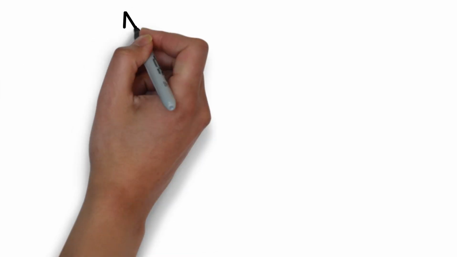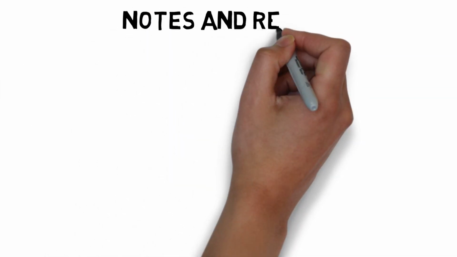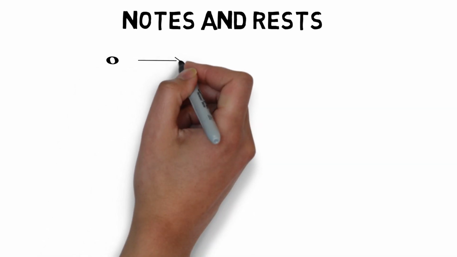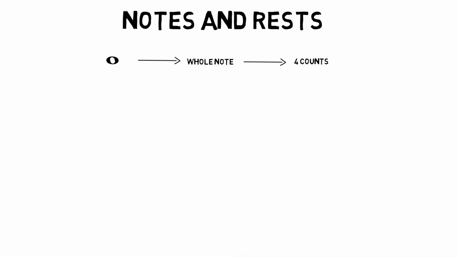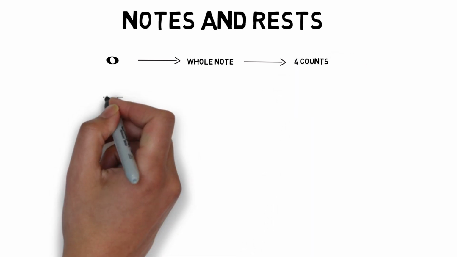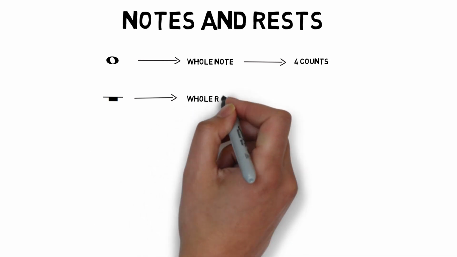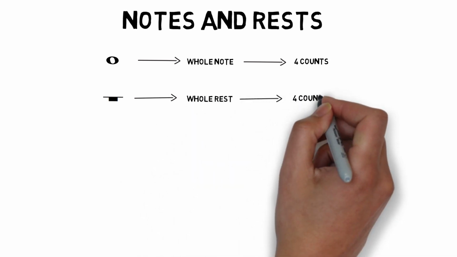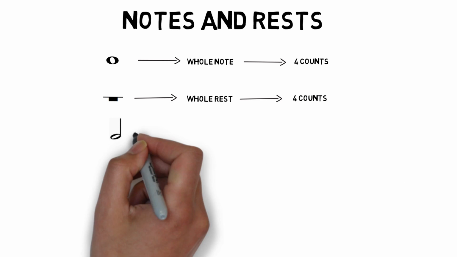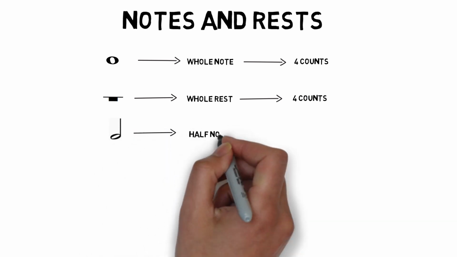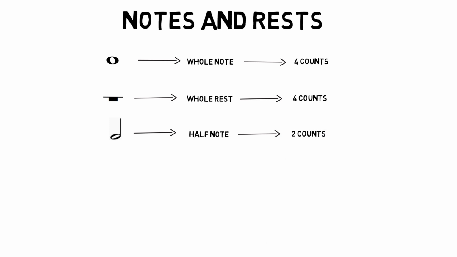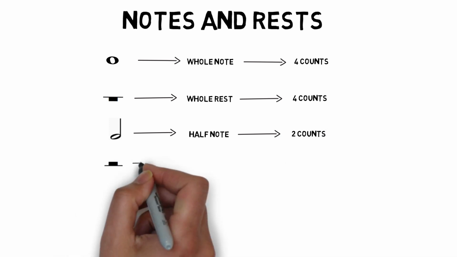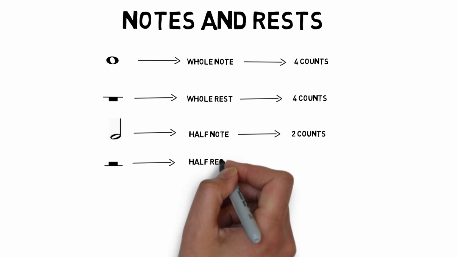Next, we went over 3 kinds of notes and rests. Whole notes, which receive 4 counts. Whole rests, which are held, which is silence, for 4 counts. Half notes, which receive 2 counts. The half rests, which are held for 2 counts, which is silence.